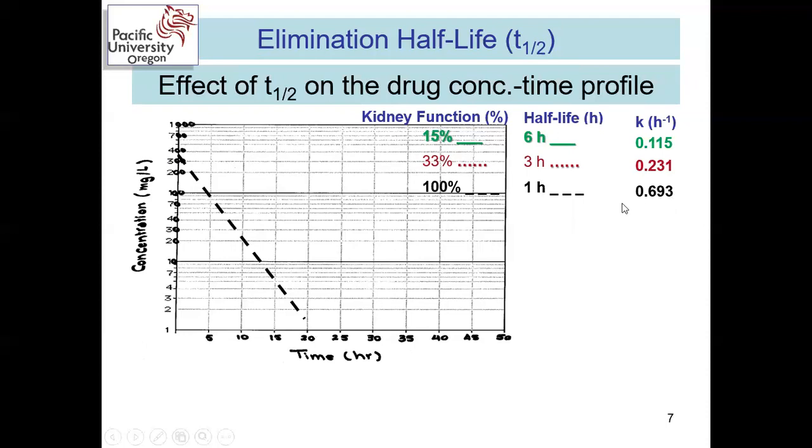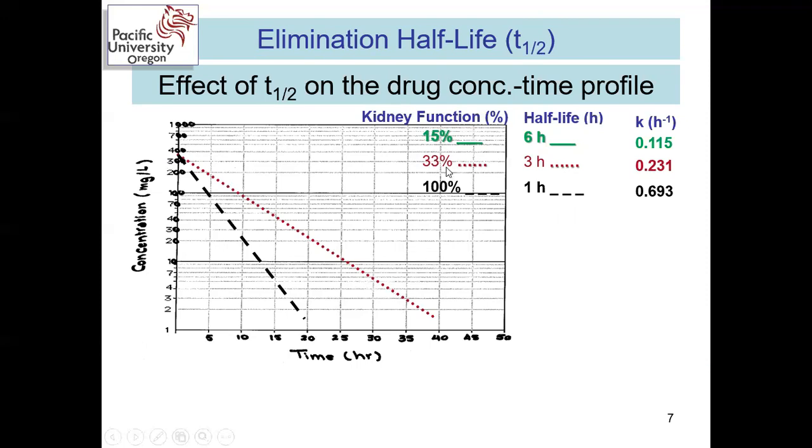Let's see what will happen if this patient lost 2/3 of his kidney function. Now the remaining kidney function is only 33%. With this decline in kidney function, you will have a proportional decline in K and a proportional increase in half-life. This means because of the slower elimination process, the drug will have a longer half-life and the drug will stay longer in the circulation. Makes sense.